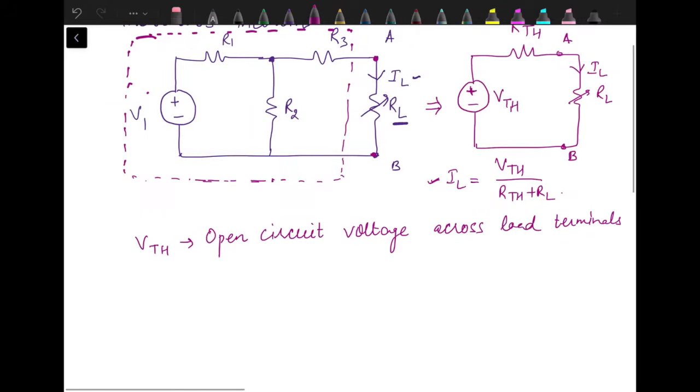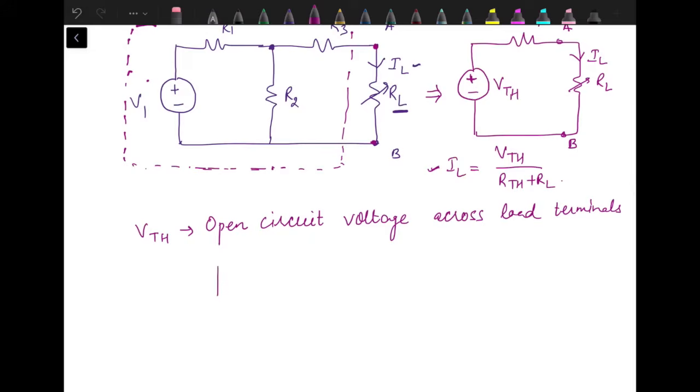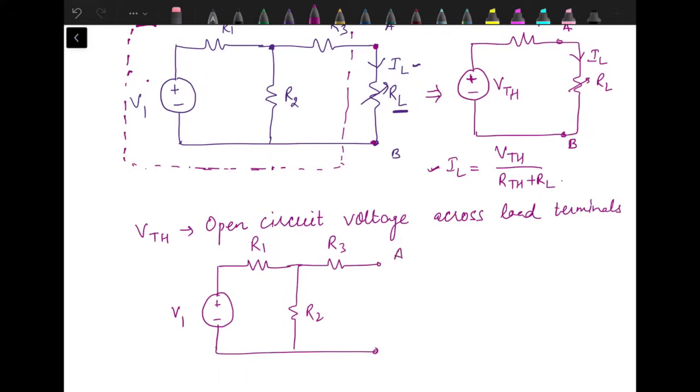Particularly for this circuit, if I have to find out VTH, I need to redraw the circuit again. V1, R1, R2, R3, then we have terminals A, B. Since it's open circuit voltage, I have opened the load terminals. Then we need to find out the voltage over here. We assign the polarity of this VTH randomly. Now we need to find out the potential difference between these two points.